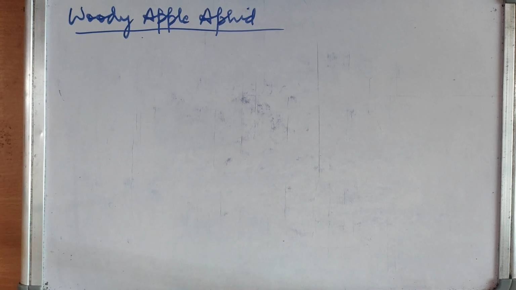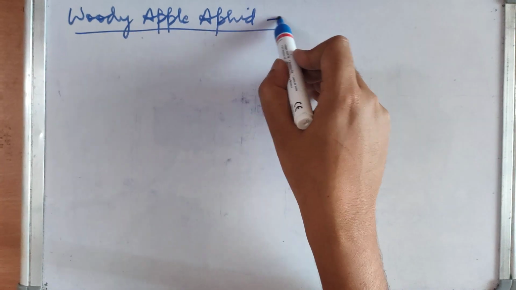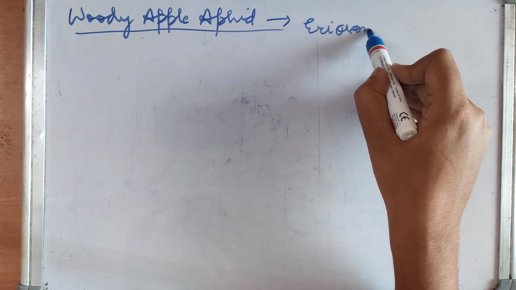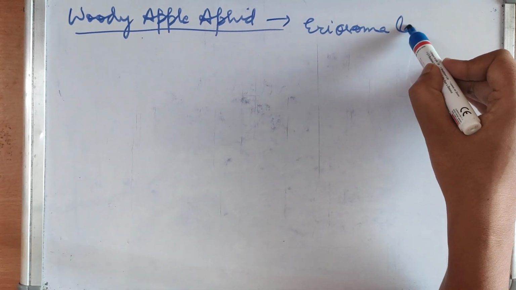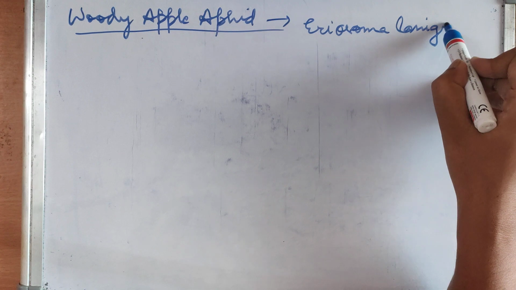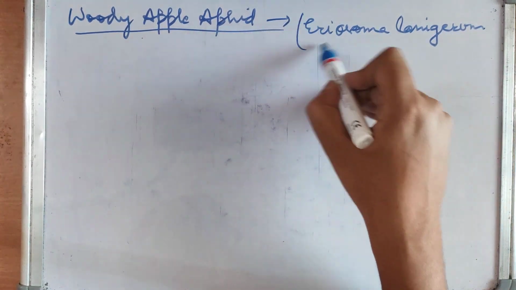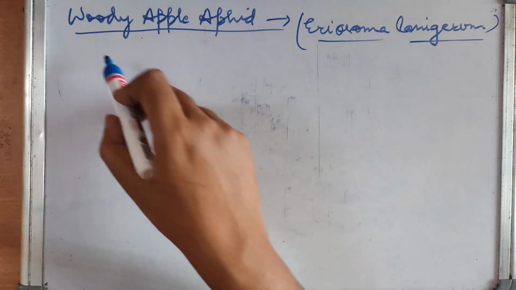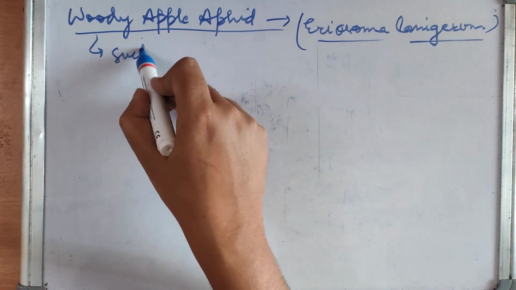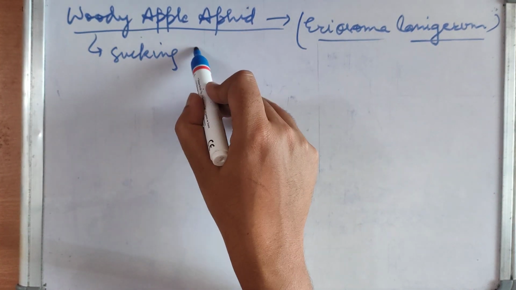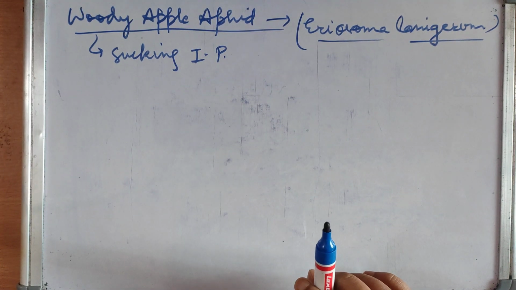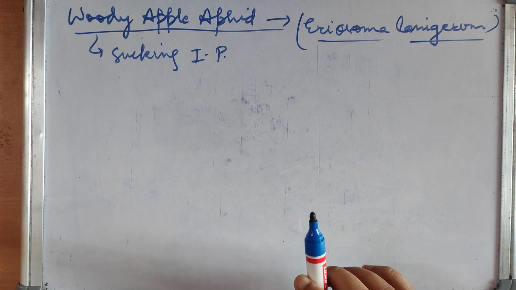Woolly apple aphid. Its biological name is Eriosoma lanigerum. It is its biological name. It is a sucking insect pest that weakens the tree by feeding on timbers and roots.